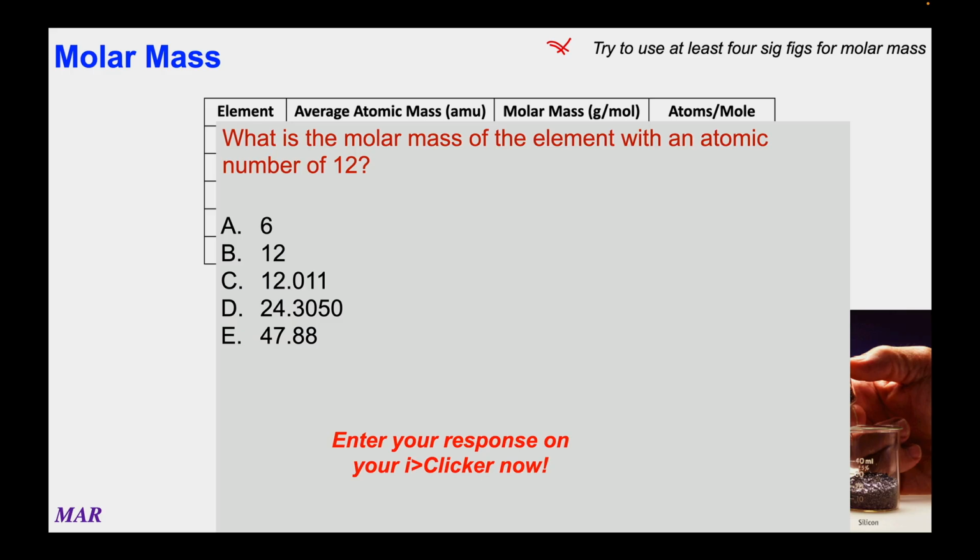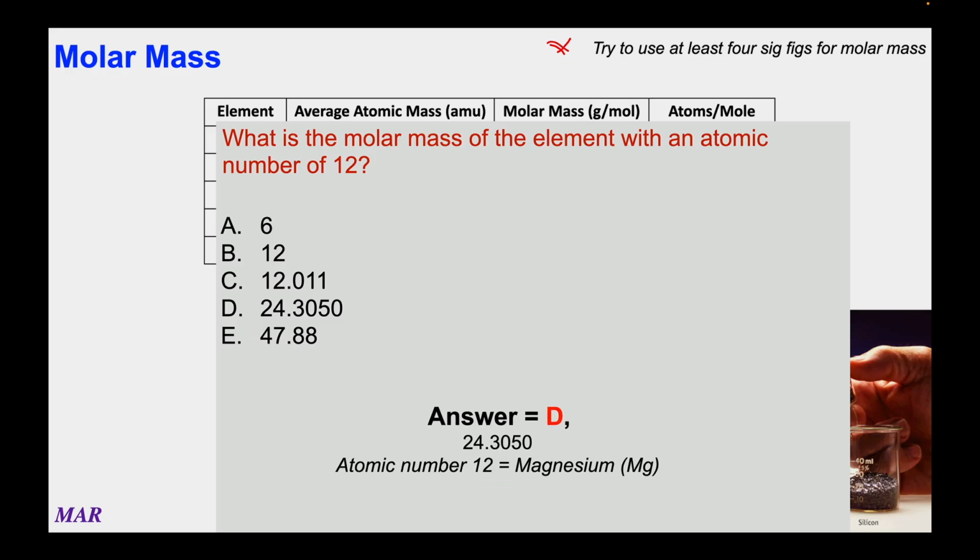So here's a question you might see. It says, what's the molar mass of an element with an atomic number of 12? Well, atomic number of 12 means the number of protons in that particular element. And atomic number of 12 would be 12 protons. On the periodic table, that's magnesium. So it wants the molar mass of magnesium. That's the other number in the entry for magnesium. And if you look on your periodic table, it should be about 24.305.